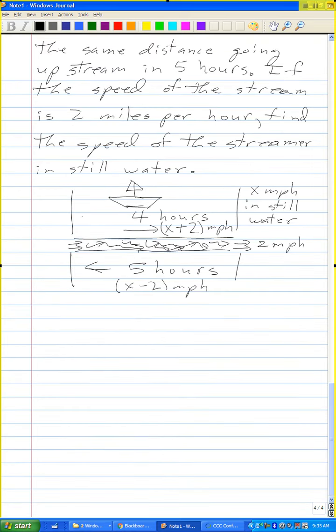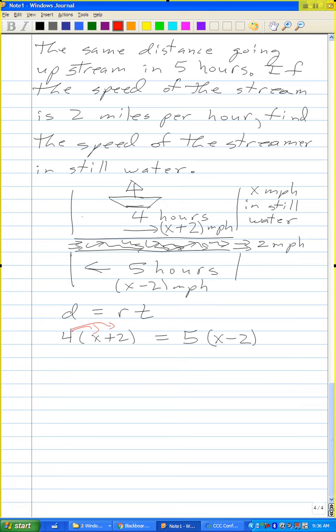Okay. And I have that distance is rate times time. The distances are the same. Therefore, the rate, x plus 2, times the time 4, should be the same distance as, well, when you go upstream, you go at a rate of x minus 2 miles per hour. It takes you 5 hours. So let's solve for x.